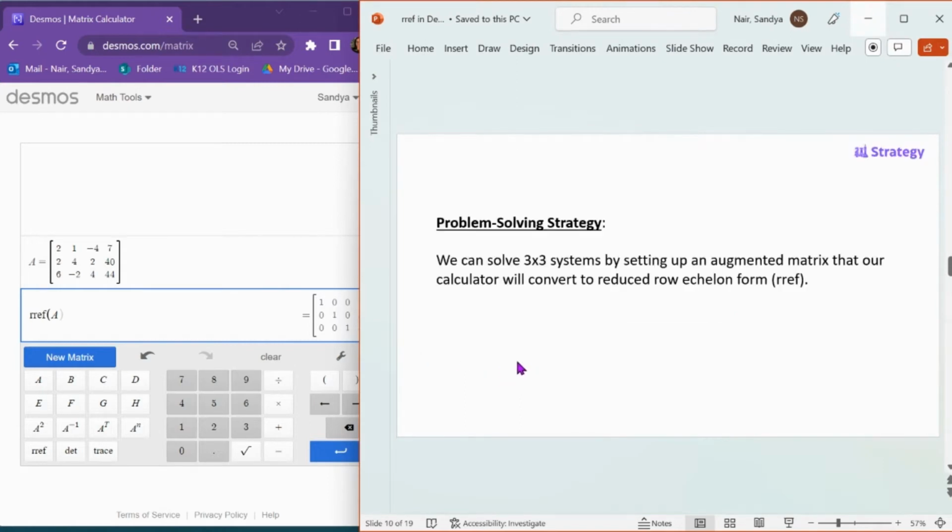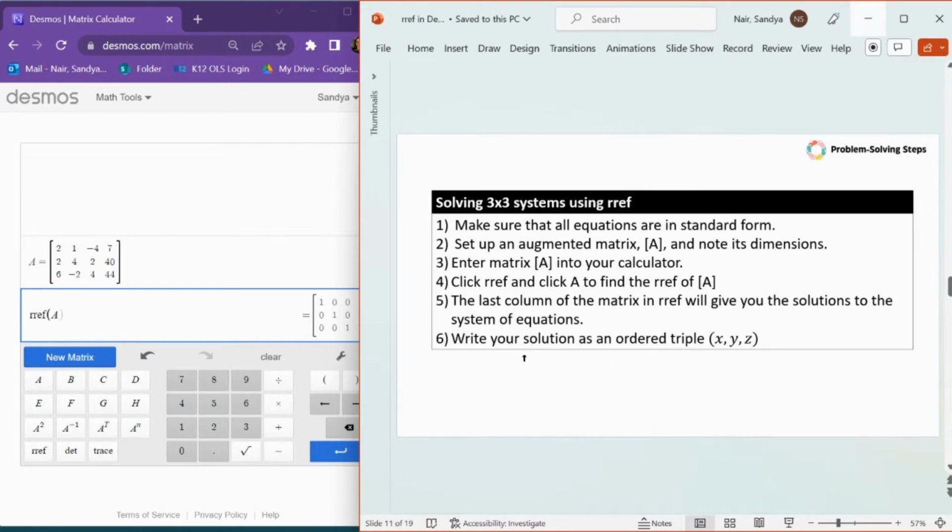Here's our problem solving strategy. We're going to solve 3 by 3 systems by setting up an augmented matrix that our calculator will then convert to reduced row echelon form. So our steps are going to be to first make sure that all our equations are in standard form. Then we're going to set up an augmented matrix A and note its dimensions. We'll then enter matrix A into the calculator and then click reduced row echelon form and then click A to find the reduced row echelon form of A. The last column of the matrix in reduced row echelon form will give us the solutions to the system of equations. Then we'll write our solution as an ordered triple, which is x, y, z.